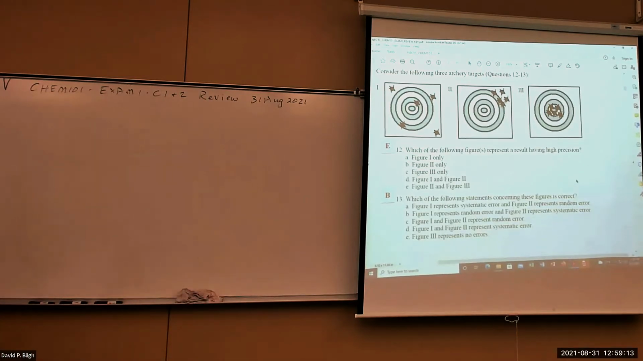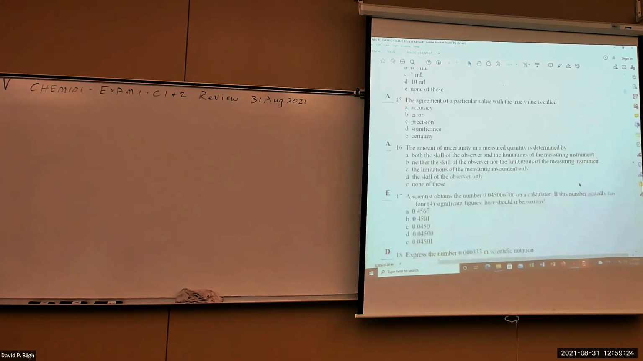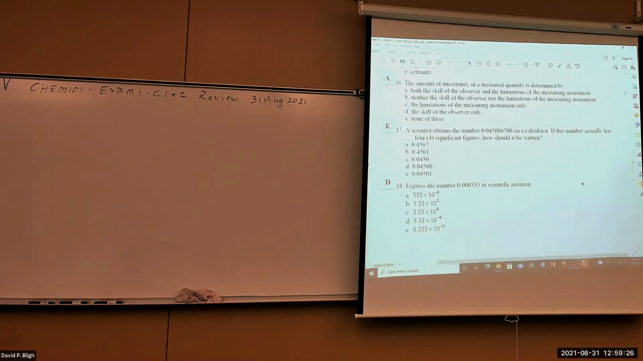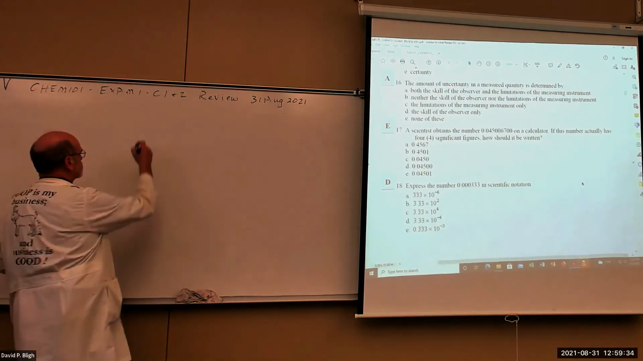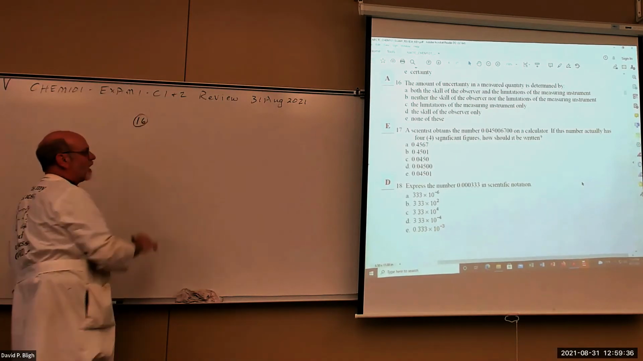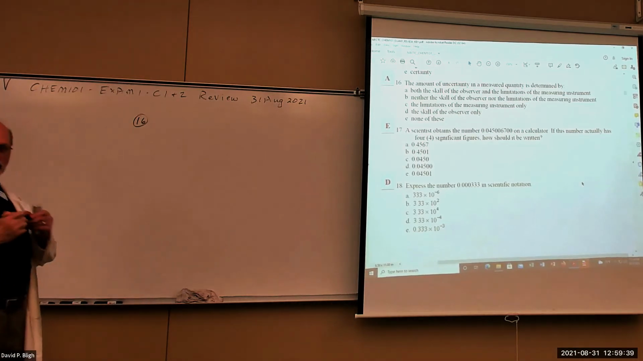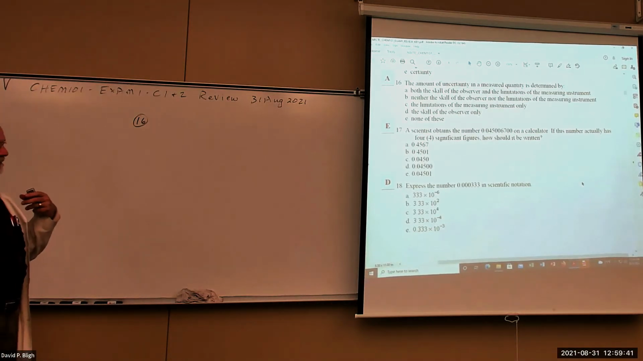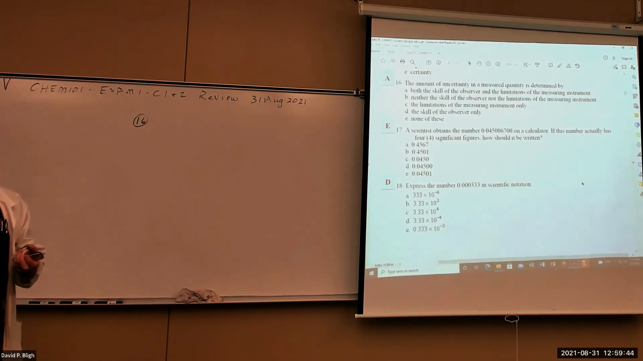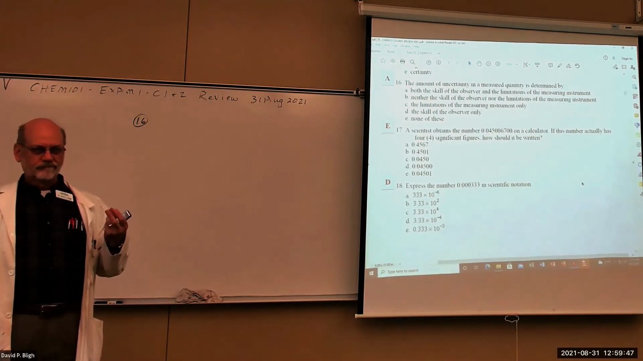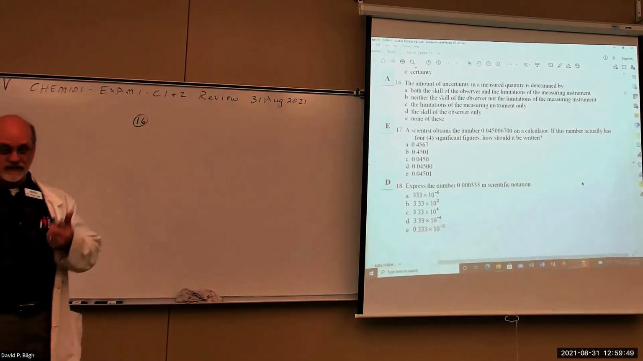All right, what do I have marked next? 16. Over here. With my hand. The amount of uncertainty in a measured quantity is determined by what? What determines the uncertainty of a measure? Well, basically two things: the instrument and the operator.